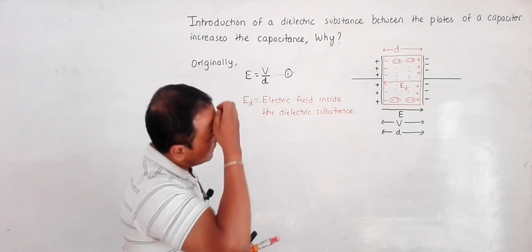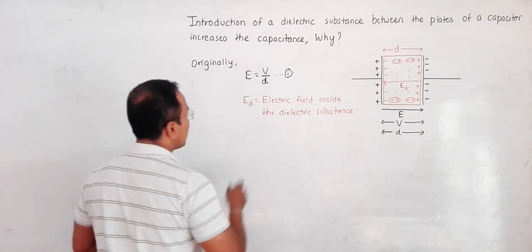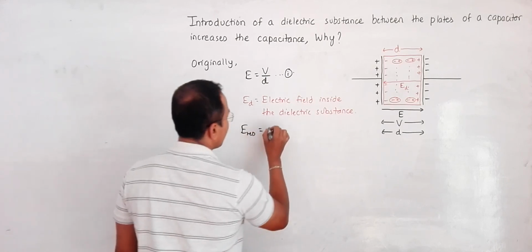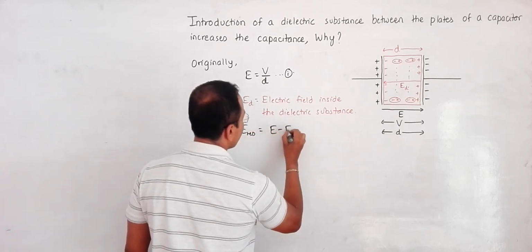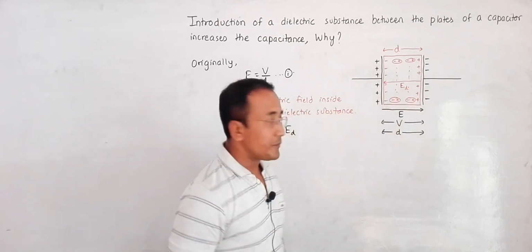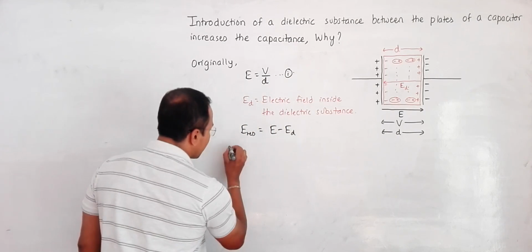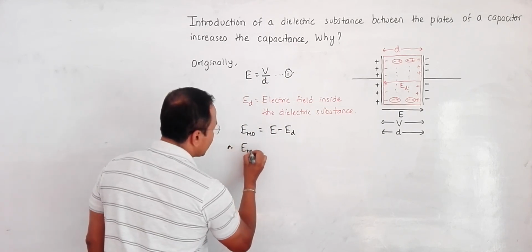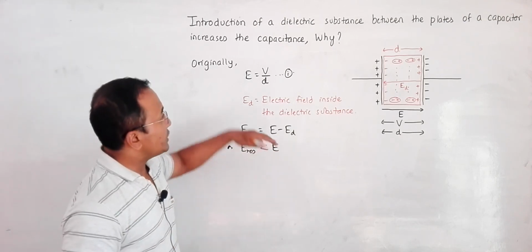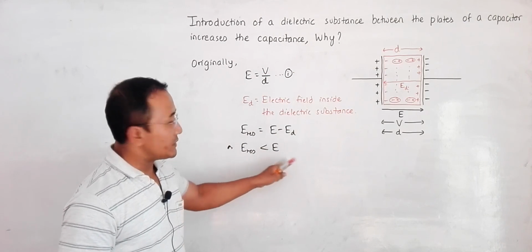So now the resultant electric field in the space will be equal to E minus ED, because these two fields are in opposite directions. So we have E resultant is equal to E minus ED, which means this E resultant is less than E. E is the initial electric field, E resultant is the final. So this will be less than this.